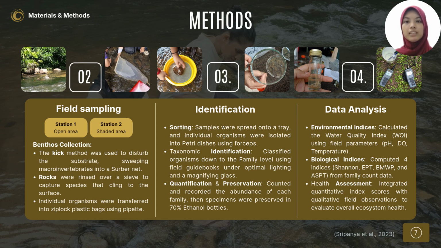Finally, for our data analysis, we first calculated the water quality index using our three parameters. Next, we computed four biological indices, Shannon, EPT, BMWP, and ASPT, from our family count data. By combining these quantitative index scores with our qualitative field observations, we were able to comprehensively evaluate the overall ecosystem health of the river.